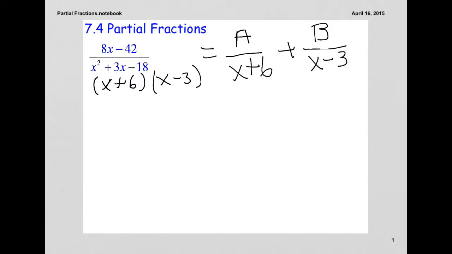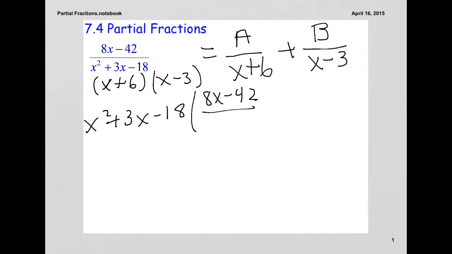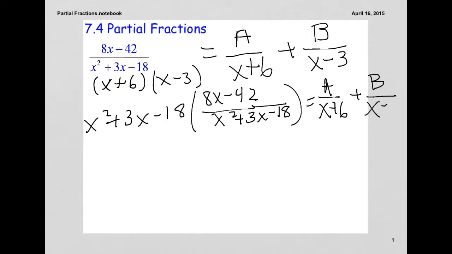Okay, now what we need to do is find A and B. So what we're going to do first is multiply everything by the denominator on both sides. So we're no longer working with fractions. We're only going to be working with a regular equation. So we're going to multiply both sides by x squared plus 3x minus 18. So that's 8x minus 42 over x squared plus 3x minus 18. And on the other side equals a over x plus 6 plus b over x minus 3.